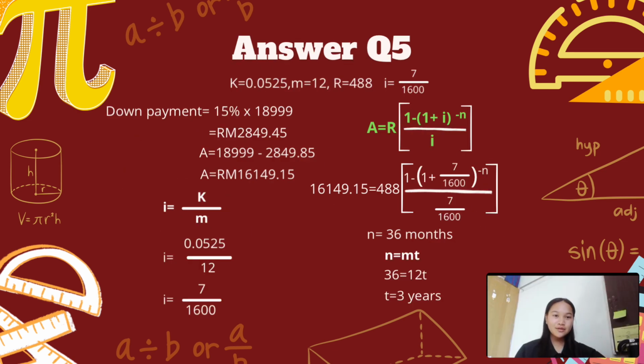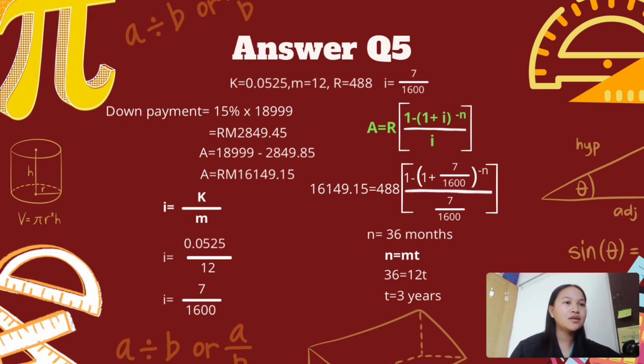Hello everyone, now I will explain the last question, that is question 5. So first step, we need to identify all of the given information from the question. That is, the price of the television is 18,999 ringgit, the down payment is 15%, the k is equal to 0.0525, m is equal to 12, the R is equal to 488 ringgit, and in the question, we need to find how long it will take for Chong to finish paying.